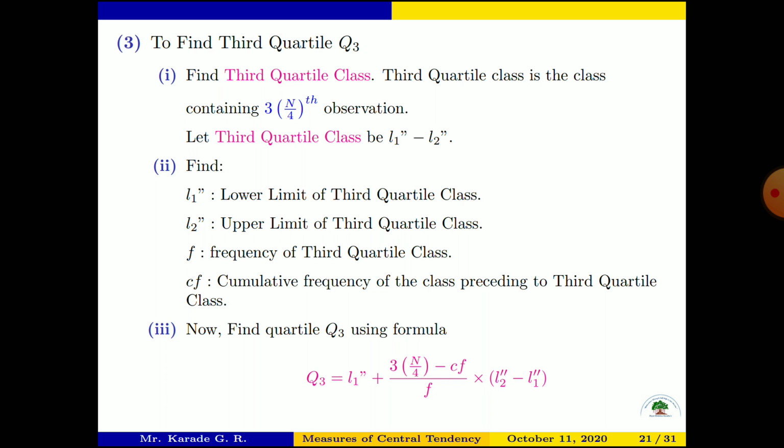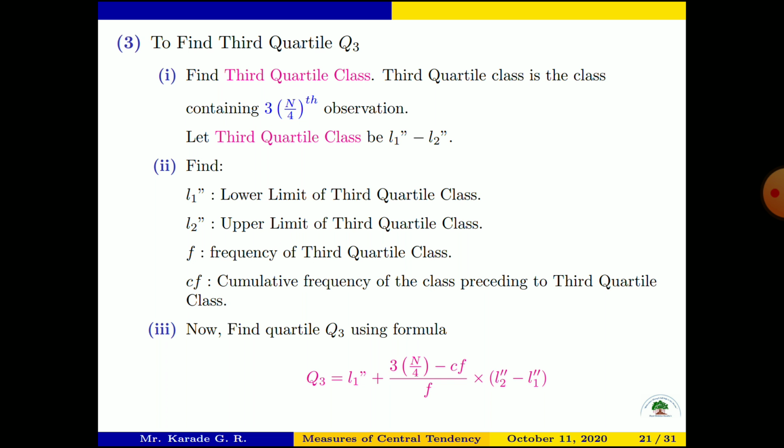थर्ड क्वार्टाईल. Suppose the third quartile class is L1 double dash minus L2 double dash. आता एकदा आपल्याला थर्ड क्वार्टाईल क्लास मिळाला की आपण जाणार आहोत पुढच्या स्टेपकडे, म्हणजे सेकंड स्टेपकडे. So find L1 double dash, and it is nothing but the lower limit of the third quartile class. L2 double dash, find out L2 double dash, it is nothing but the upper limit of the third quartile class.